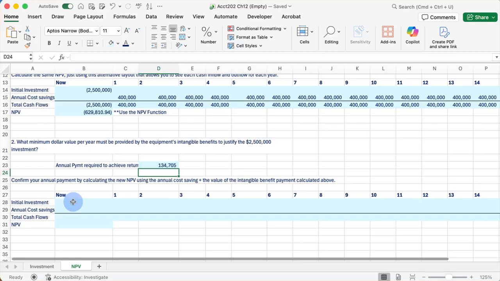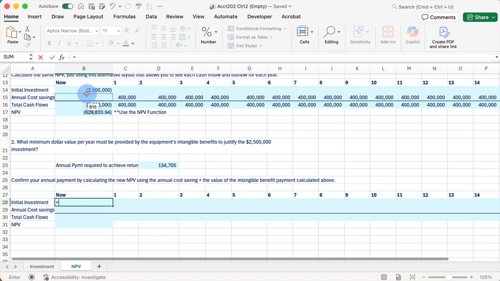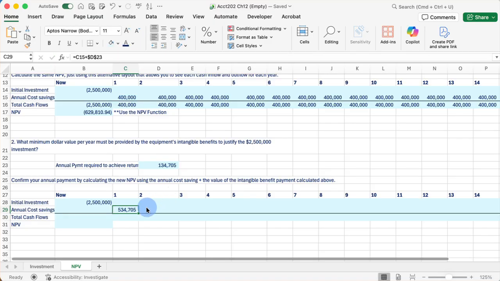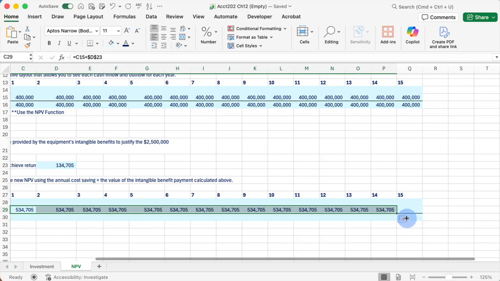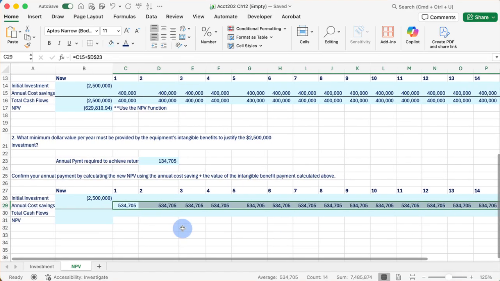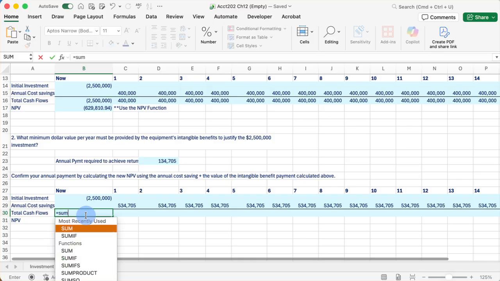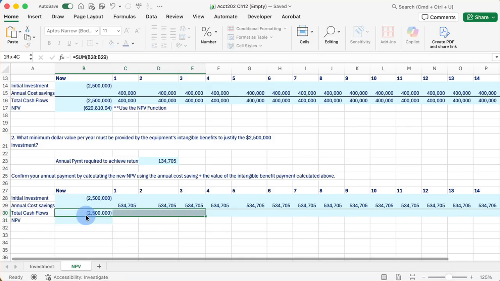So we're going to confirm that this new NPV would balance out to 0. So our initial investment is still the same, negative 2.5 million. I'm just going to reference this one. The annual cost savings would be the 400,000 plus the 134,000 that we're saying would be the intangible benefit savings. And so we'll fill that to the right. Do another sum. Fill that to the right.